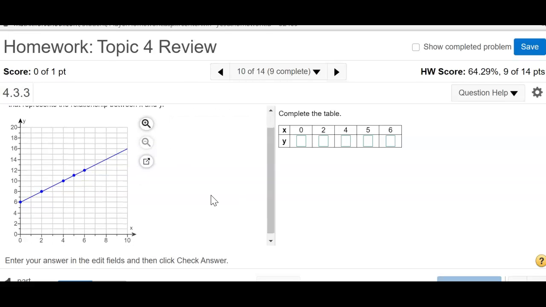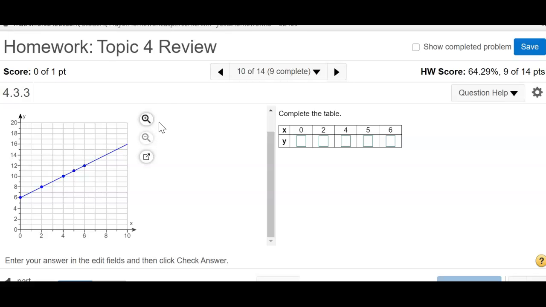All right, here I want you to write this table on your whiteboard. I'm going to zoom this in. I want you to fill out the table. So everyone write this table on their whiteboard.